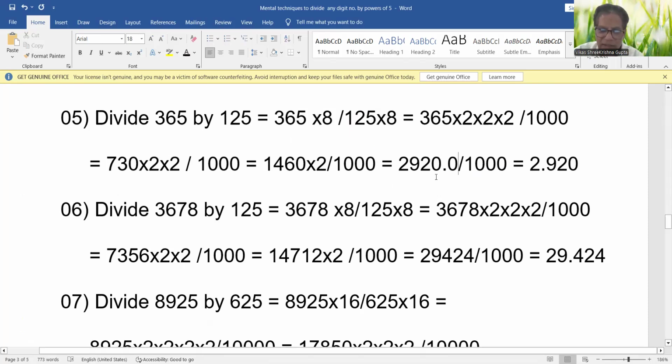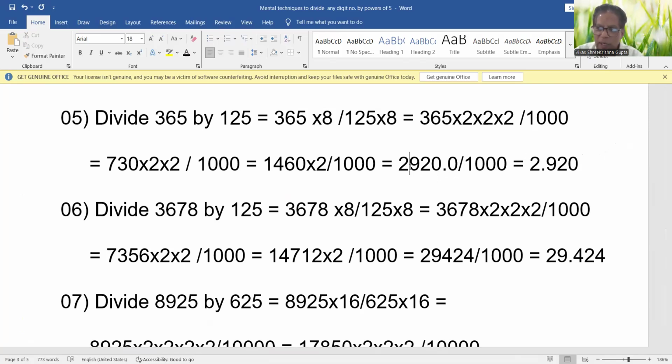Now the numbers are, there is no difference when I write that as 2920 or 2920.0. This is just to explain to you the meaning of dividing by 1000. Dividing by 1000 means this decimal is to be shifted towards the left side by 3 digits. There are 3 zeros. The answer becomes 2.920, or you can simply write 2.92.